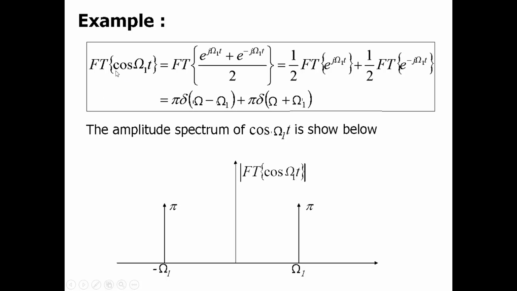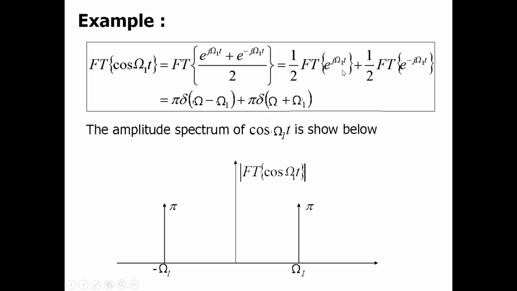Now let us try to find the Fourier transform of cos of omega 1 t. The cos function can be expressed using Euler's formula as e to the power j omega 1 t plus e to the power minus j omega 1 t, divided by 2. So we have to take its Fourier transform. We can separate out the plus sign here: half the Fourier transform of the first factor and half the Fourier transform of the second factor.